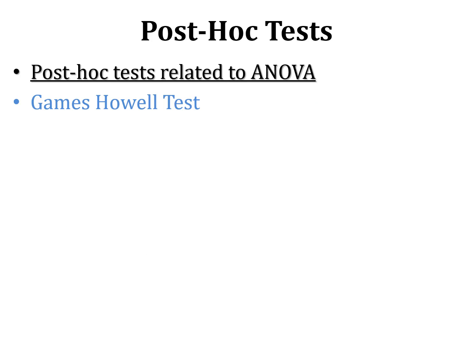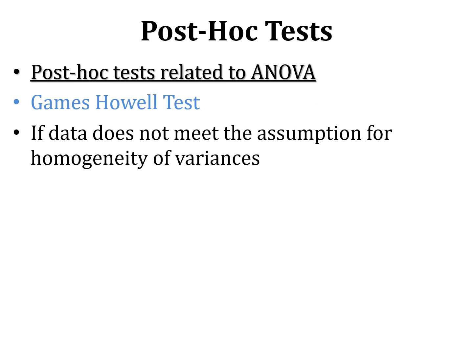Then we have the Games-Howell test, and this is used if the data does not meet the assumption of homogeneity of variances, right? Because the requirement of ANOVA is that the variances of the different samples or different groups should be homogeneous, they should be equal. But if the variances of the samples are not equal between groups, then you can perform this test after you have found significant results in ANOVA.